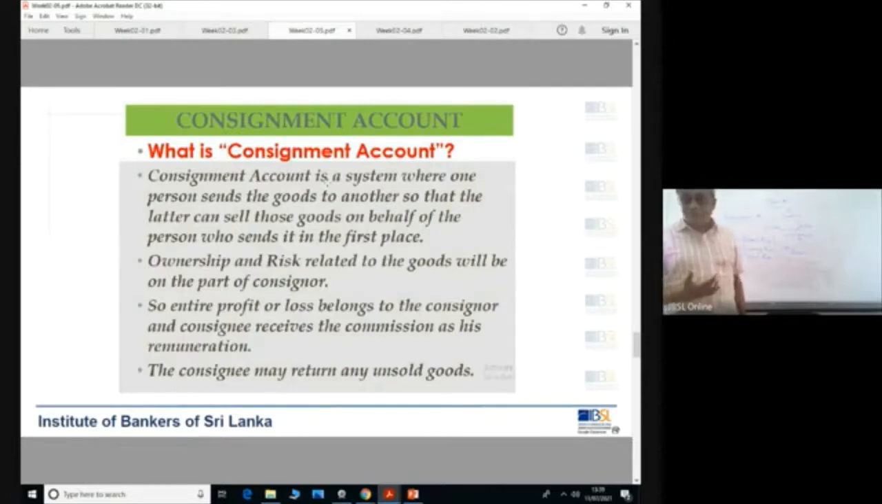Consignment. They can send the goods, and request them to do certain things on behalf of the seller. In international trade operations, this consignment account is very common in periodical business. Periodical business can be Times magazine, Economist magazine.